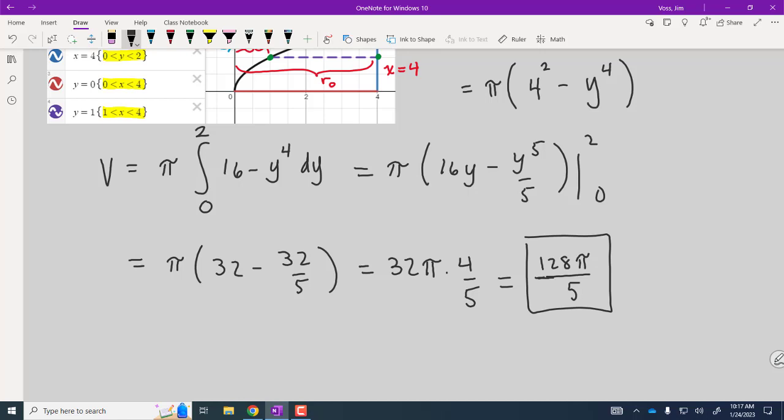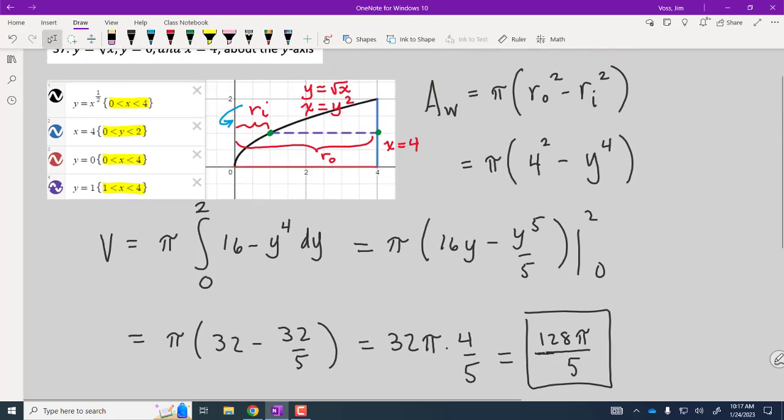Any other questions on that one? Make sense? Sometimes it just makes perfect sense. And the more you look at these, the more they start to make perfect sense.